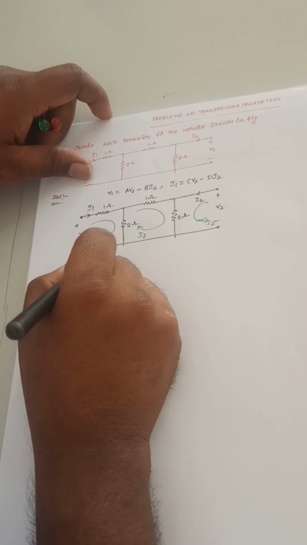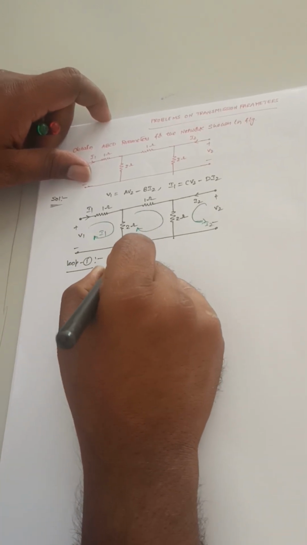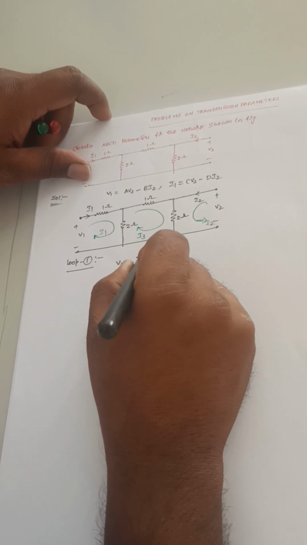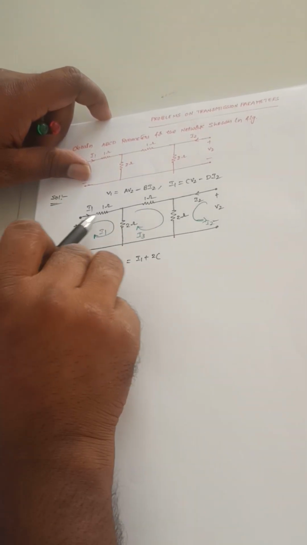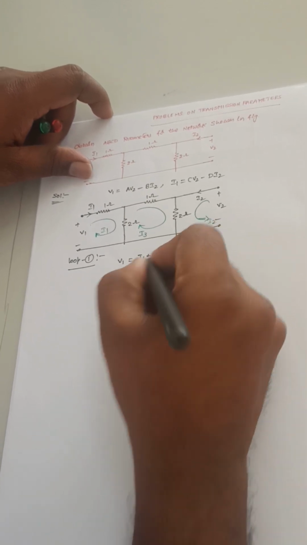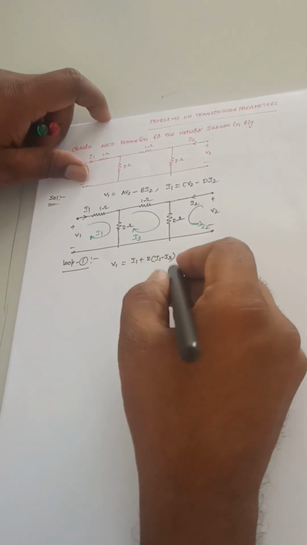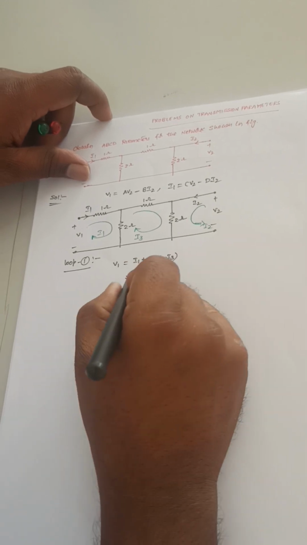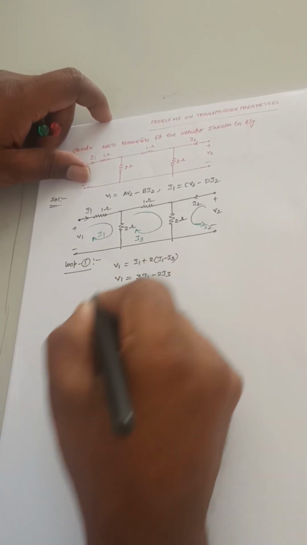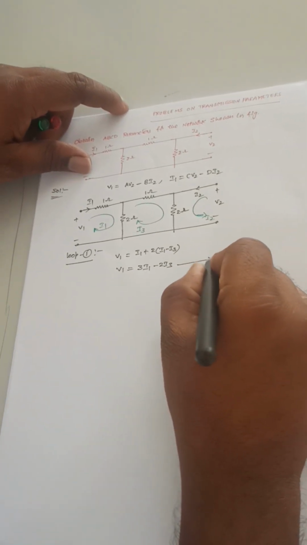For loop 1, if I write the mesh equation, V1 is equal to I1 plus 2 into I1 minus I3. Next, if I rewrite this expression, 3 into I1 minus 2I3 is V1. So it is equation number 1.